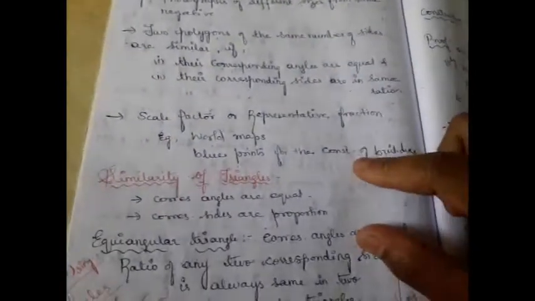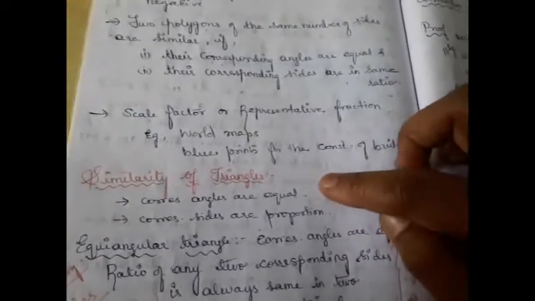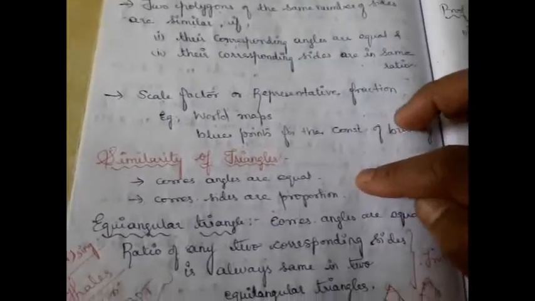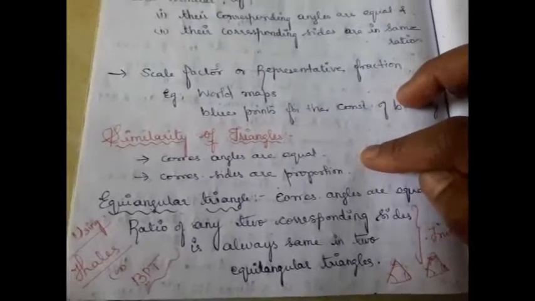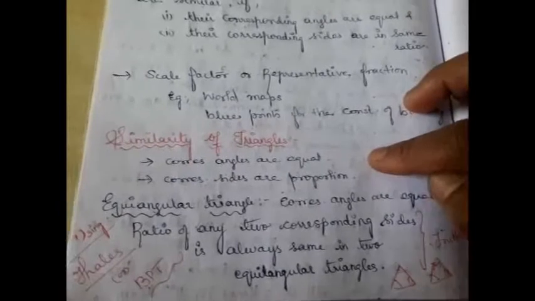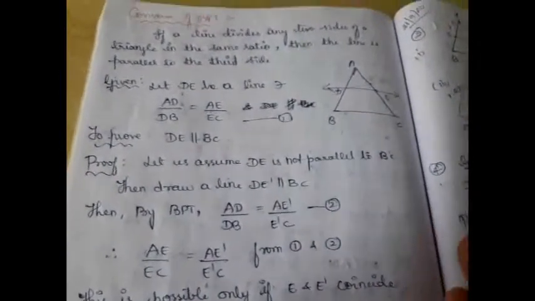And we have seen a few examples and we have stated the criteria for the similarity of triangles. What are all the conditions? Corresponding angles should be equal and corresponding sides should be in proportion. Then only the two triangles will be said to be similar, right? And we have proved a very famous and well-known theorem called the basic proportionality theorem or Thales theorem. We have proved it and its converse, right? Based on it, we have solved a few problems.